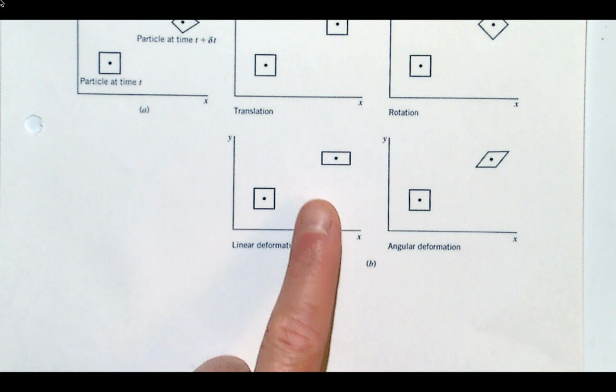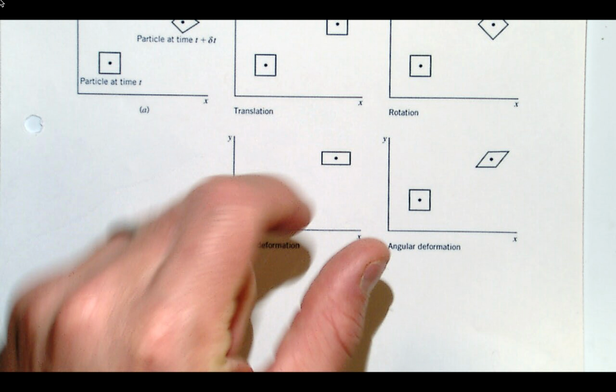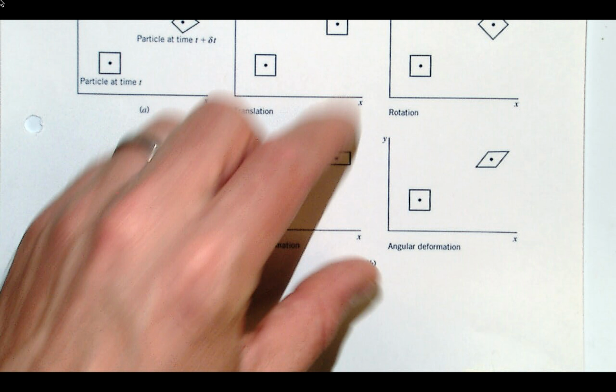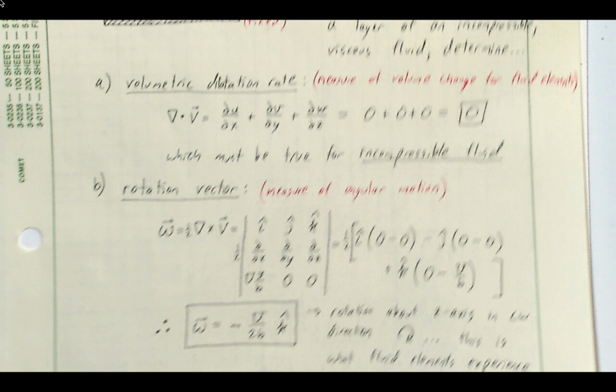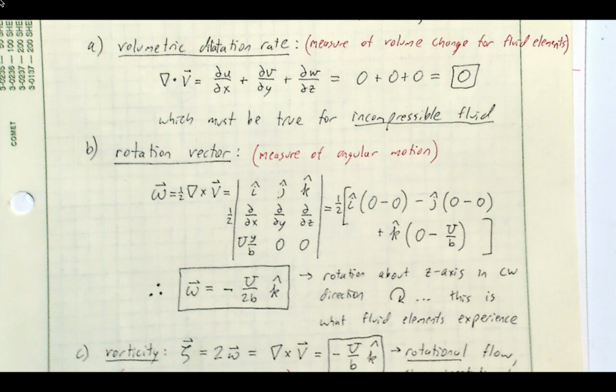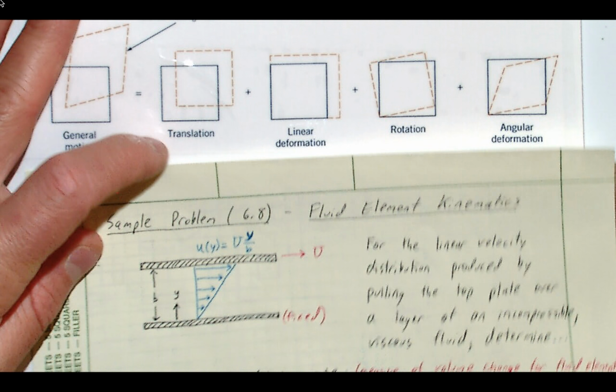This can still happen, where we have shrinking in one direction, expanding in the other. It's just they must be done at the exact same rate, such that the volume doesn't change for an incompressible fluid. All right, second one, rotation vector. That's going to make a statement about our rotation.